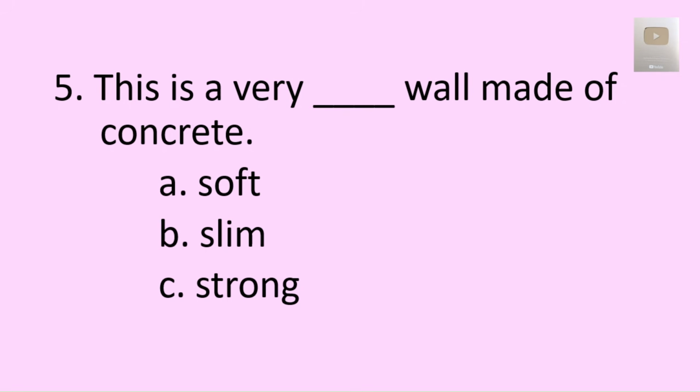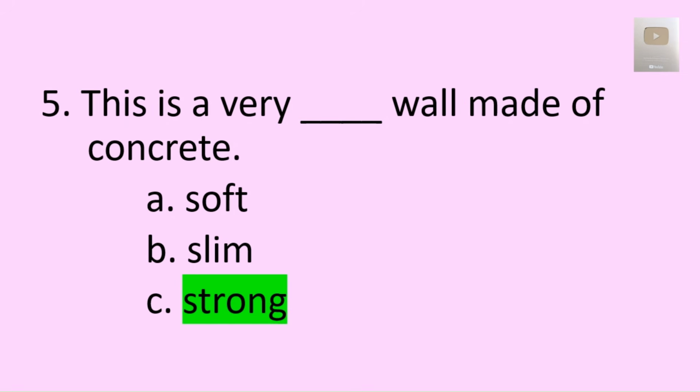Here you find sentence number 5. We need a one word adjective for the noun wall made of concrete. Concrete is something which keeps the wall steady, so that it doesn't fall down. So all the other adjectives might not fit it. Only one of the three will be suitable for wall here. One is soft, the other is slim, and the third is strong. A, B, and C. Choose whichever you think is right.